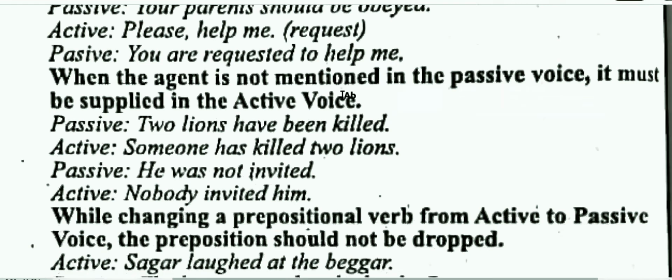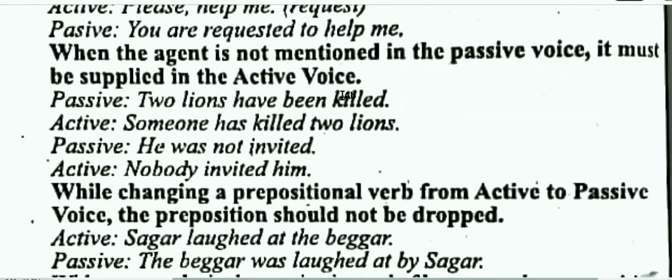Then we have C. When the agent is not mentioned in the passive voice, it must be supplied in the active voice. As we did last time, if the subject is not properly known, then we don't have to mention it in the passive. If the agent is not mentioned in the passive, then we have to bring what we have already said: someone, somebody, everybody, everyone, like that. As we don't mention them, but while transforming passive into active, we have to write them ourselves.